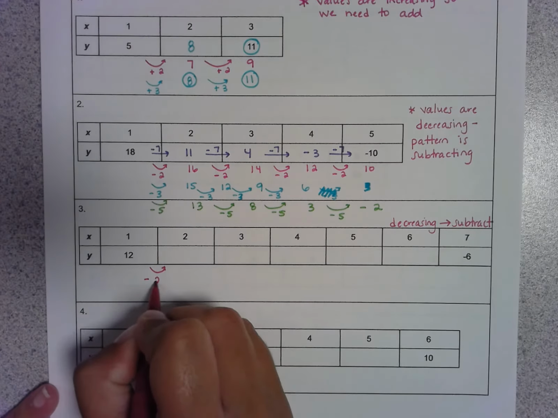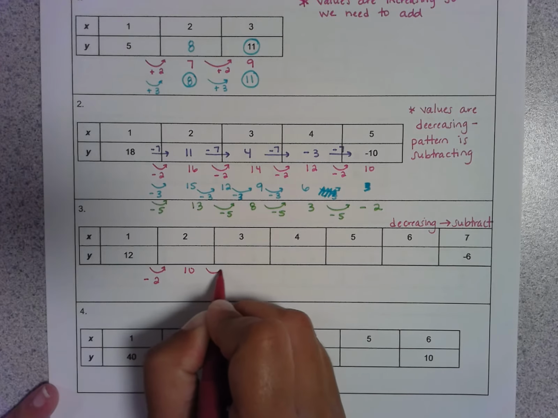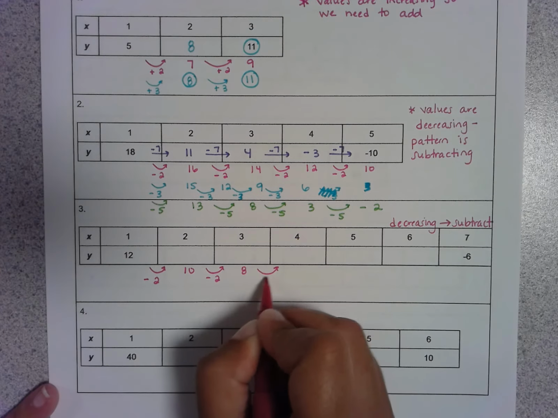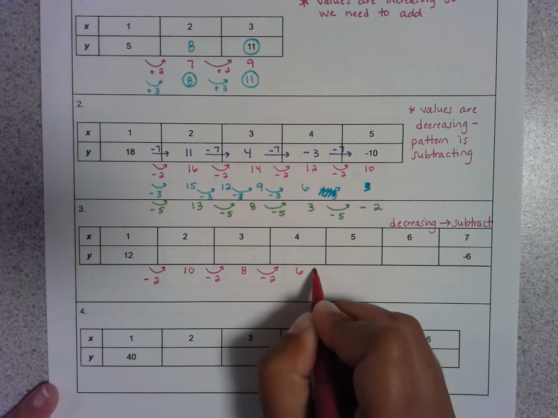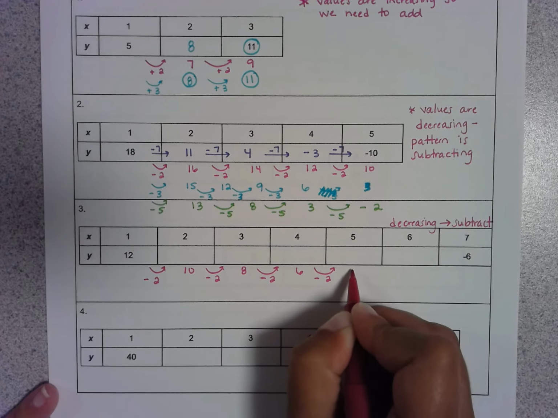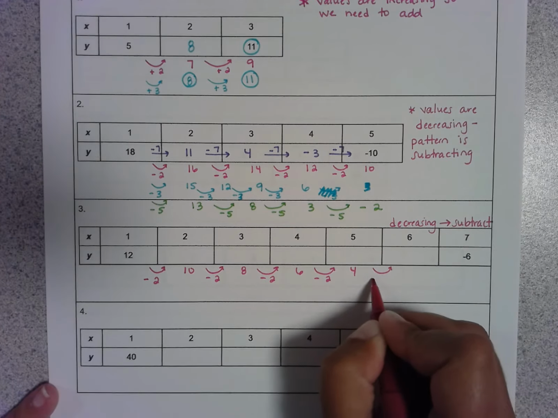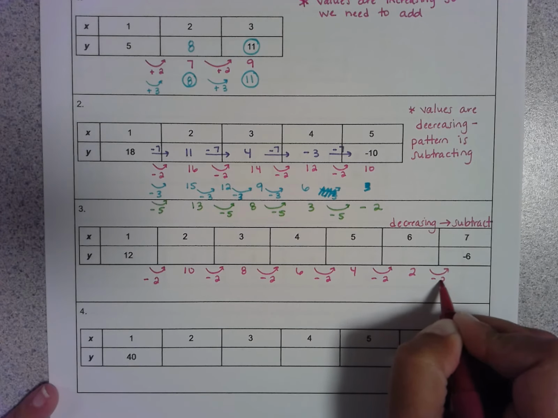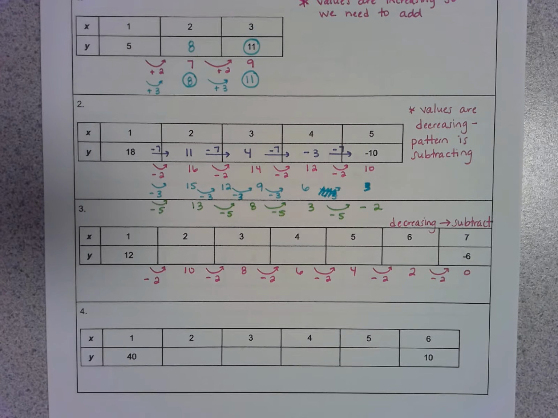So if I subtract 2, I get 10. If I subtract 2, I get 8. If I subtract 2, I get 6. Subtract again, I get 4. Subtract again, I get 2. Subtract again, I get 0. Well, it's not quite what we were looking for. We were looking for our final number to be -6.